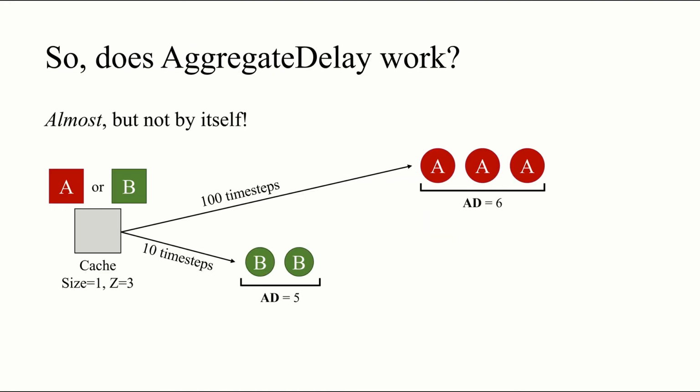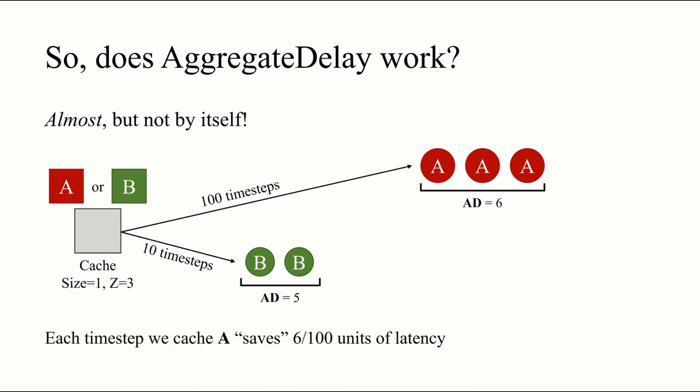So does this metric work? Well, almost, but not quite by itself. Consider this example, where we have a cache of size 1 and our Z parameter is 3. We need to decide between these two objects, A and B. A has an aggregate delay of 6 and is used 100 time steps in the future, while B has an aggregate delay of 5 and is used just 10 time steps in the future. So which of these should we cache?